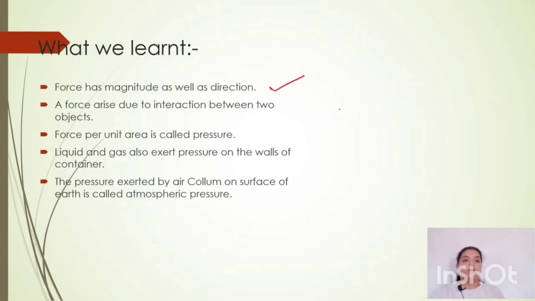So this is all about the complete chapter. What we have learned: force is a physical quantity having magnitude as well as direction. Force arises due to interaction of two objects. It can be contact or non-contact. Force per unit area is known as pressure. Liquids and gases also exert pressure on the walls of the container. Pressure exerted by the air column on the earth is known as atmospheric pressure.